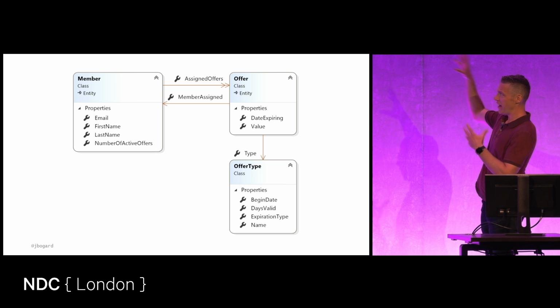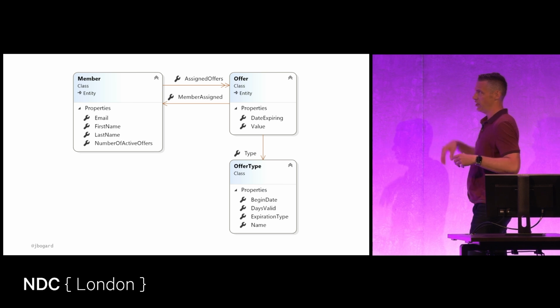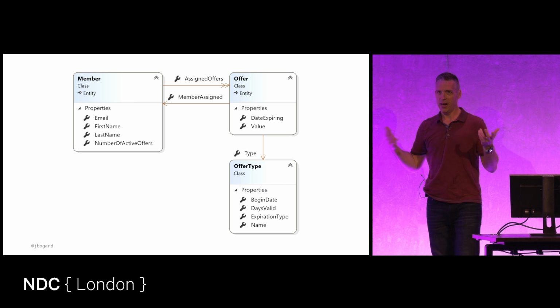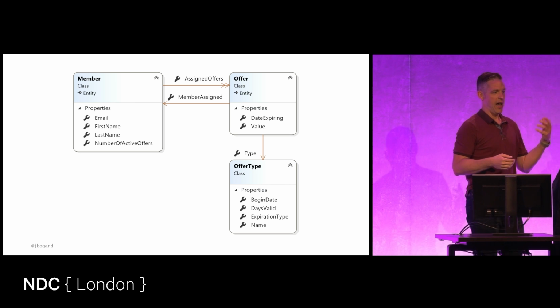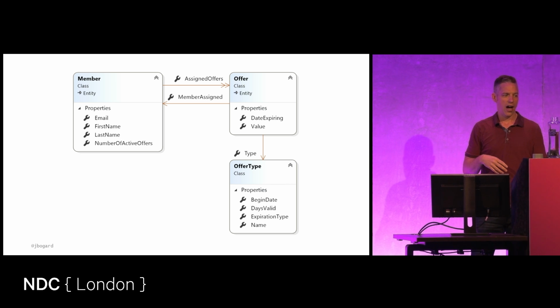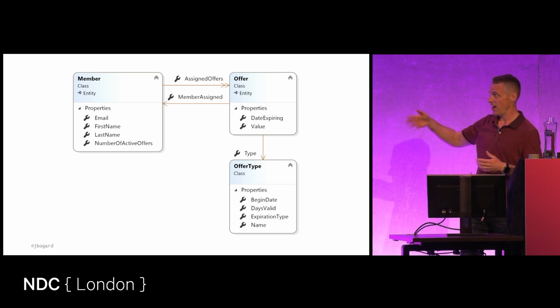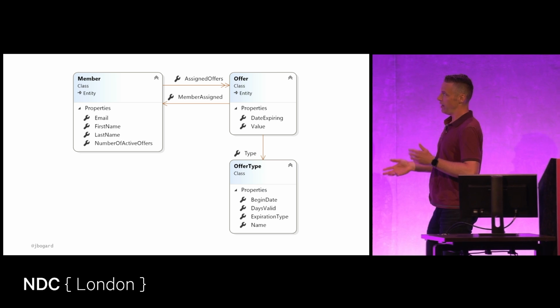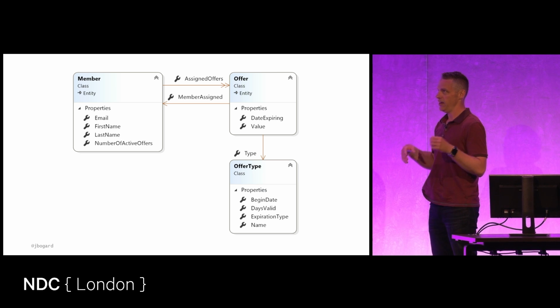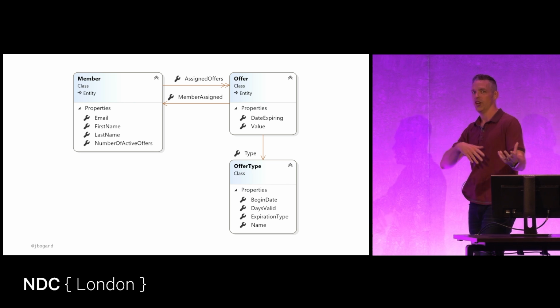That they can look at the names of these things and the relationships, and it would make sense to them. Like, oh yes, we have offers assigned to a member. We have member information there. Everything looks great, right? Even the names of the associations match the names of the relationships in the real world.